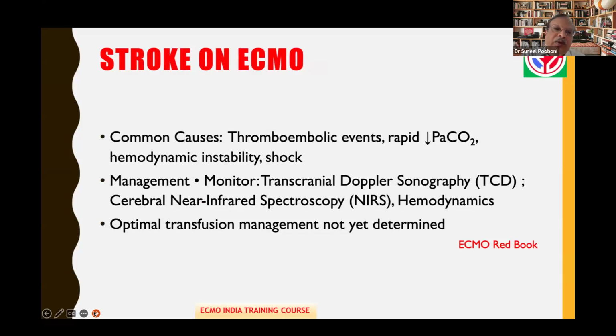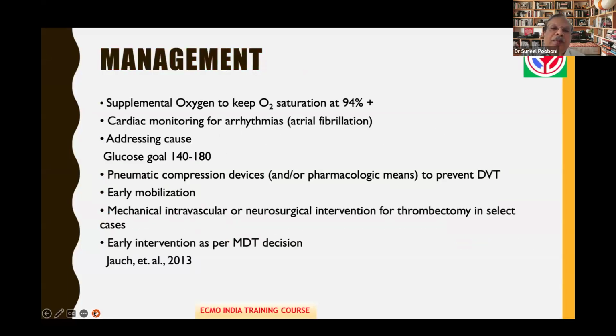Hemodynamic instability, shock, or a combination of these factors can lead to stroke and ECMO. The management is to monitor. You can do the investigations as far as possible, CT scans. Optimal transfusion management is not yet determined. So the management of the CNS events is supplemental oxygen to keep the oxygen saturation at 94% plus, cardiac monitoring for arrhythmias or atrial fibrillation, and address the cause. Keep it at normoglycemia, slightly higher, but ideally normoglycemia.